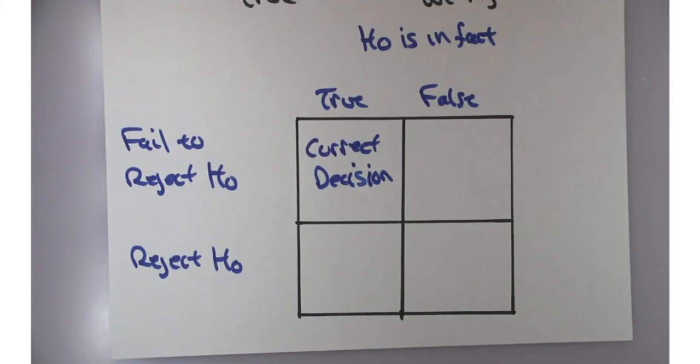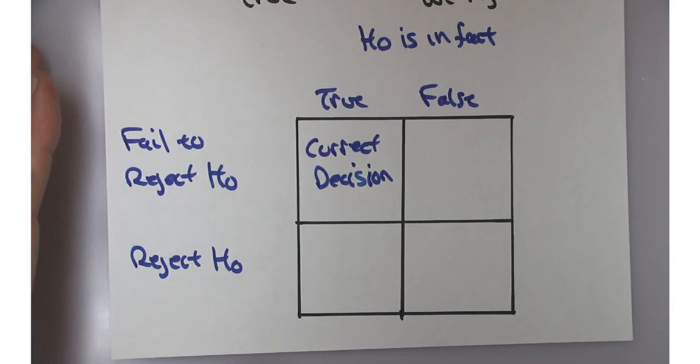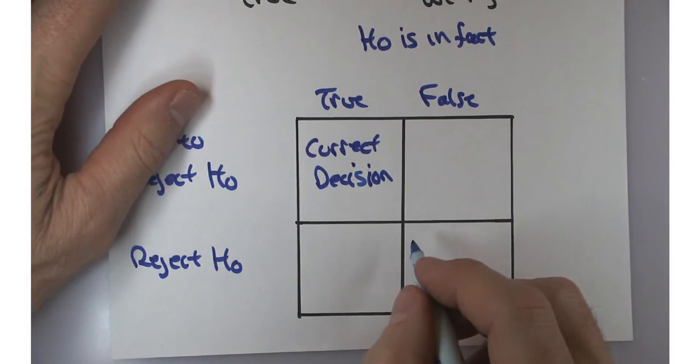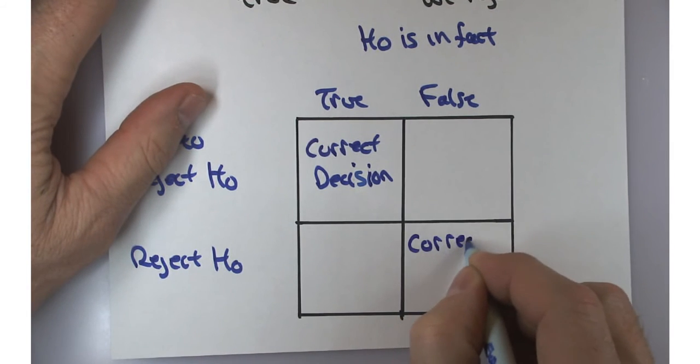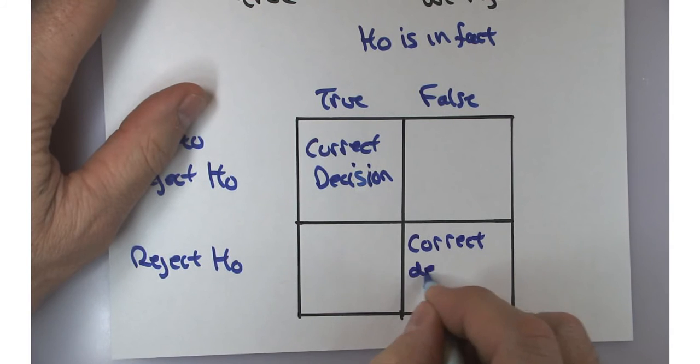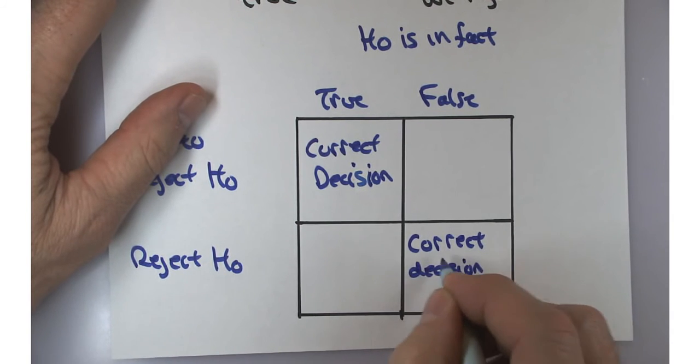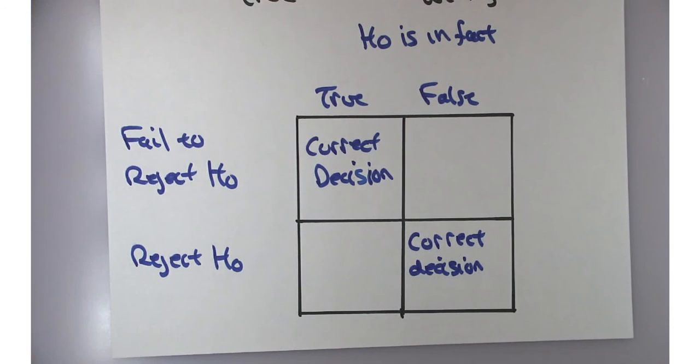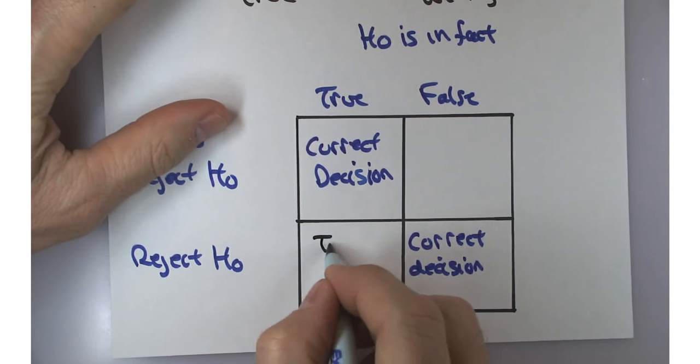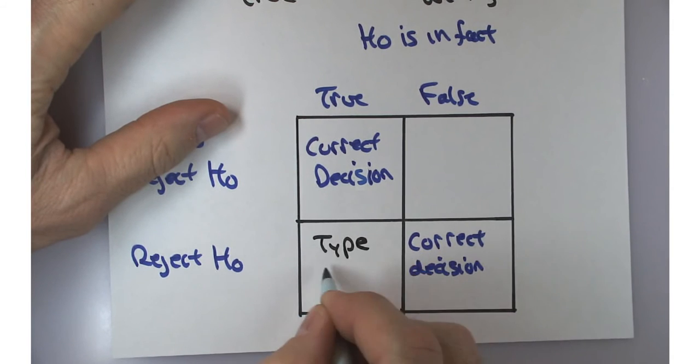Find the other correct decision. What else is a correct decision in this? I got a false and we reject it. All right, a couple nods on that one. That one's also a correct decision. Now, very creatively, we came up with a name for this kind of an error. Ready for this? It's really creative. It's called a type 1 error.